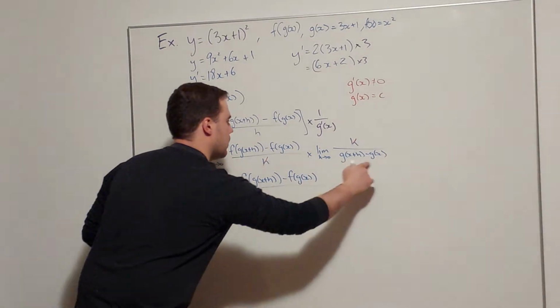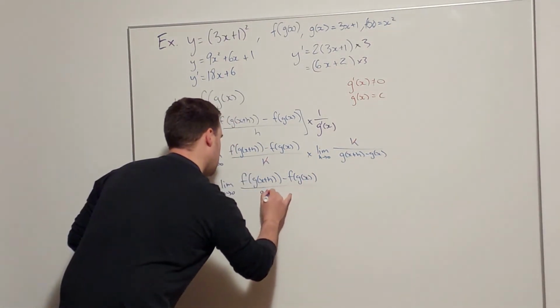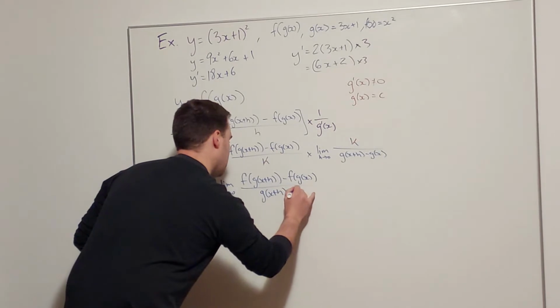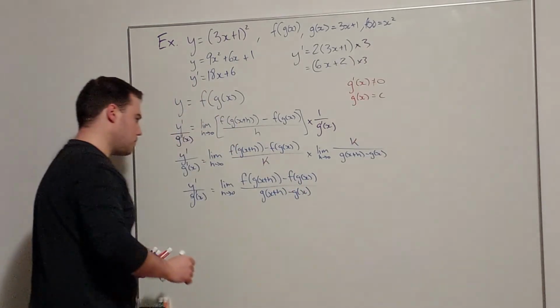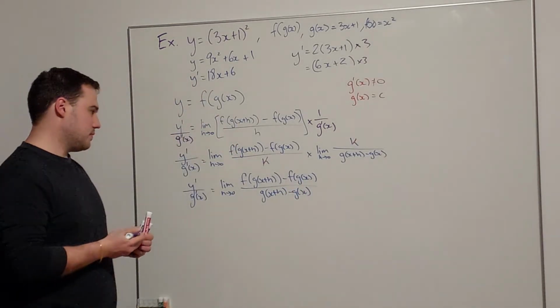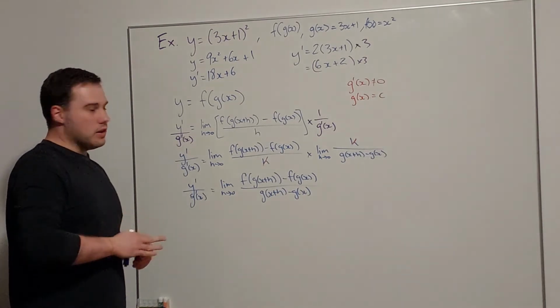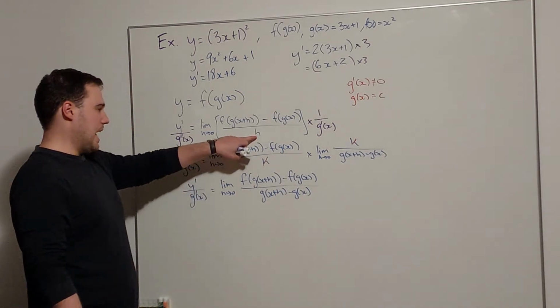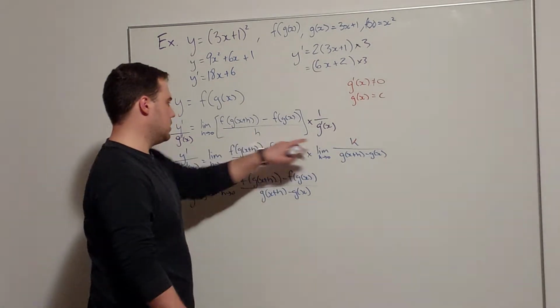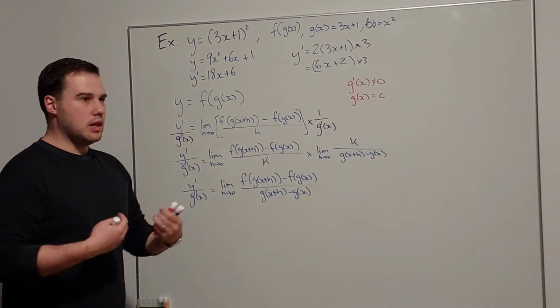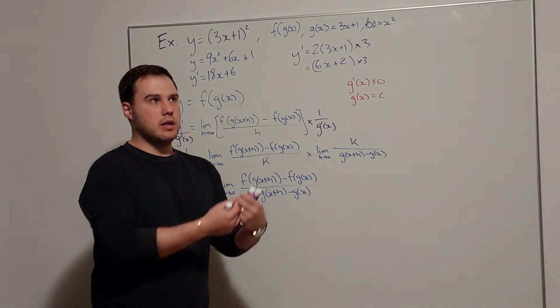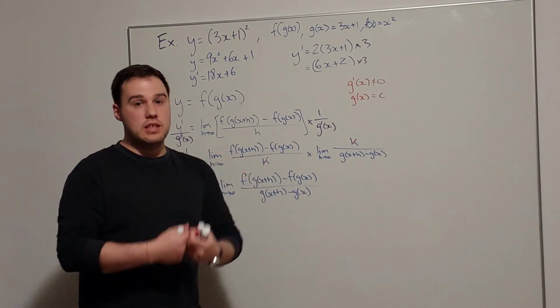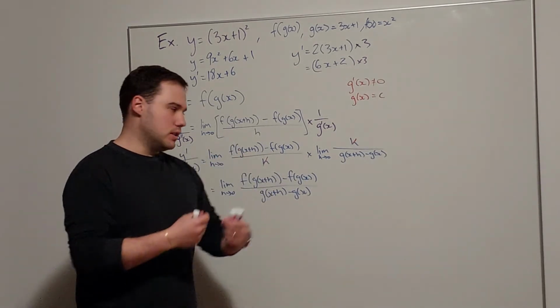All over g of x plus h minus g of x. Okay, so this is what I was kind of getting at before with the diagram, reminding us that h, just the h by itself, is really in hiding x plus h minus x, which is the difference of the inputs into the function.